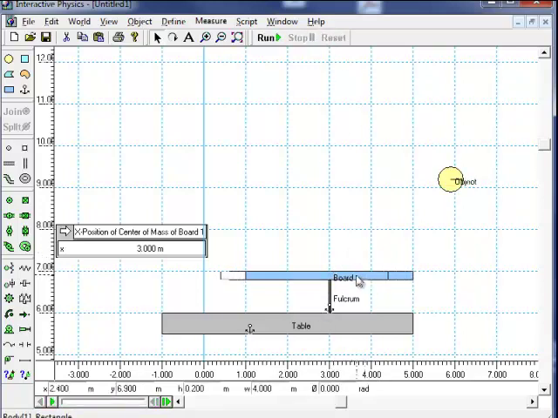I'm going to shift it back. Now, of course, the center of mass is still the middle of the board, which is at the 2 meter mark, 1 meter away from the fulcrum.